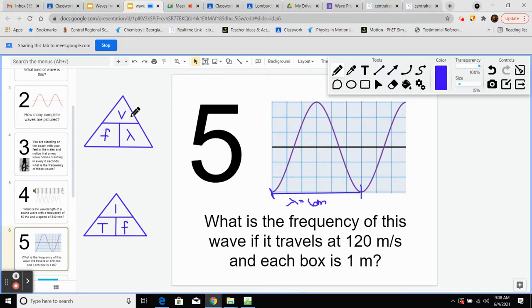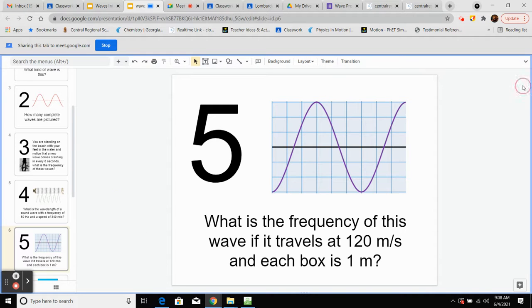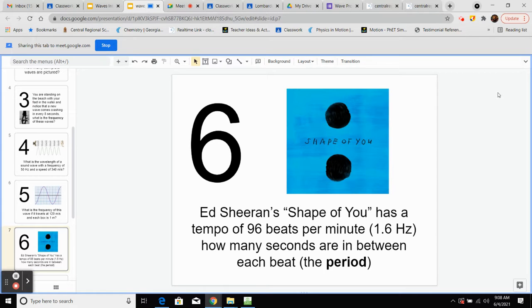So if you have wavelength and velocity, what would you do to find frequency? V divided by wavelength, speed over wavelength. So you're doing 120 over 6, and that will be your answer. Okay, so divide that out in your calculator and then input that as your answer on the Google form. Okay, 120 divided by 6.